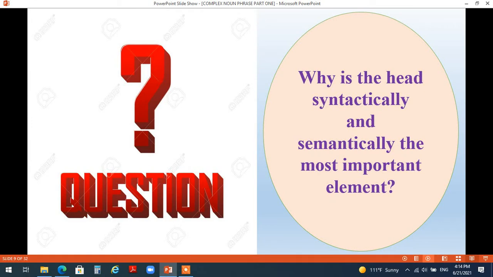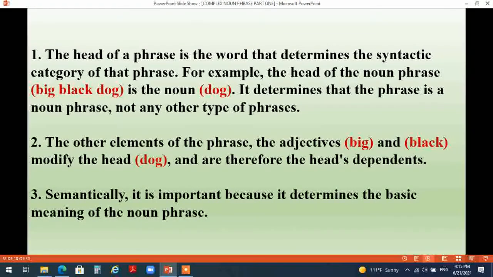Now, here we have a question to be asked. Why is the head syntactically and semantically the most important element? لماذا يعد الاسم هو المحور الرئيسي أو العنصر الأكثر أهمية في العبارة الاسمية من الناحية القواعدية ومن الناحية الدلالية؟ لنرى الإجابة عن هذا السؤال. The reason why the head is the most important element semantically and syntactically, in fact, there are 3 reasons for this matter.